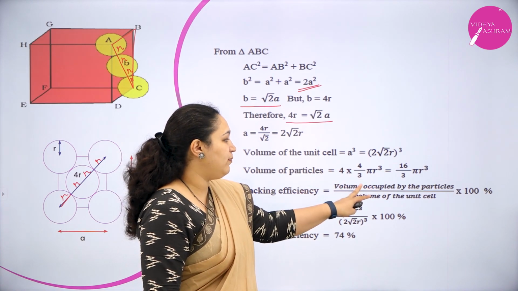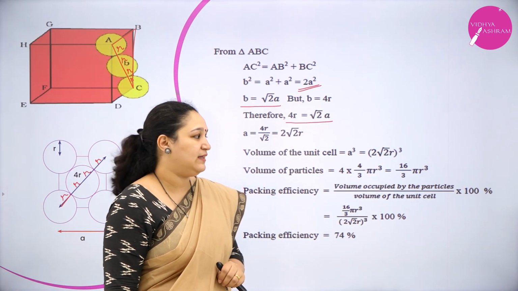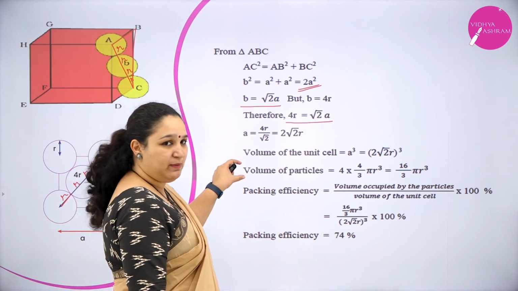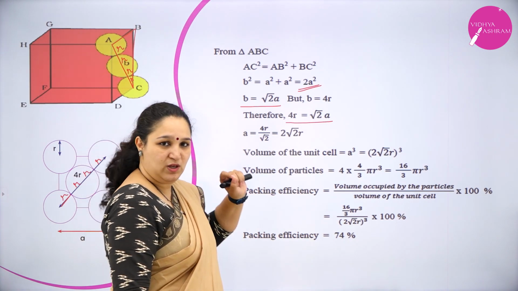So 4 into 4 by 3 pi r cube, I will get it as 16 by 3 pi r cube. That is the volume of the particles. Now I got the volume of the particle. I have got the volume of the unit cell.